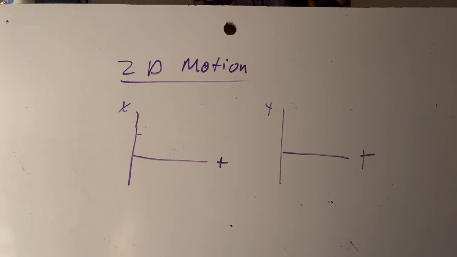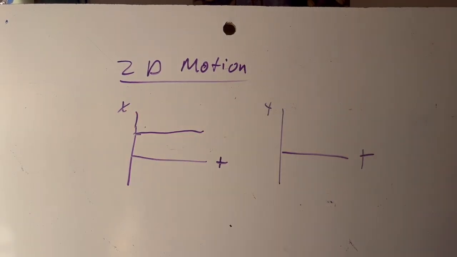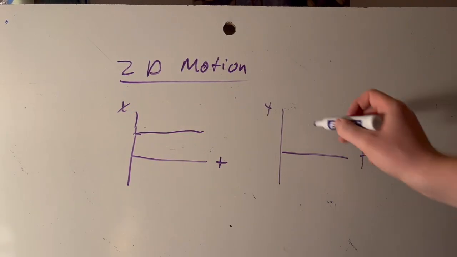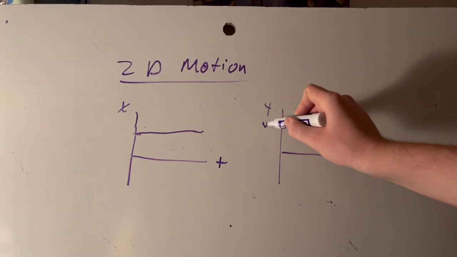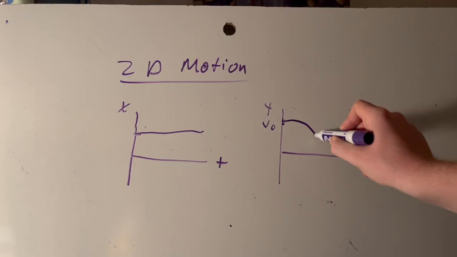So if we have these velocities, we can treat them as separate. If our initial x velocity is not touched by gravity, that means it's constant. This is our x velocity. But our y velocity, let's say it starts up here, is going to be velocity naught. Remember, it has gravity afflicting it. Gravity is an accelerating force, so our y velocity is going to go downward.